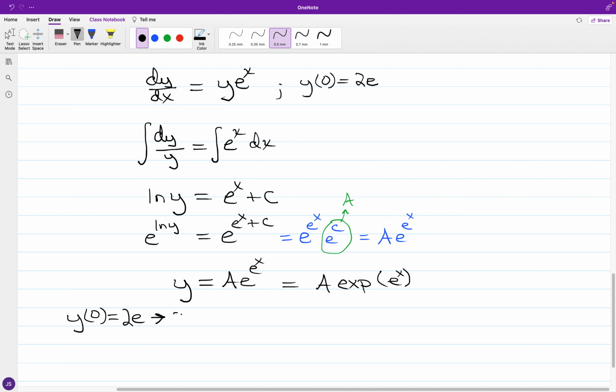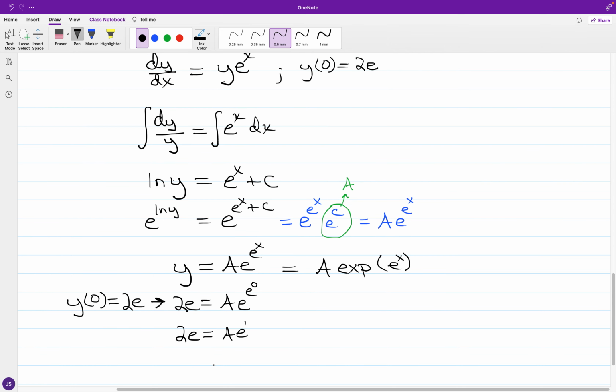So looking at solving for y specifically, filling in, we have 2e is equal to a times e raised to the e to the 0. And guess what? E to the 0 is just going to be 1, and the e's cancel out, and so we have that a is equal to 2.